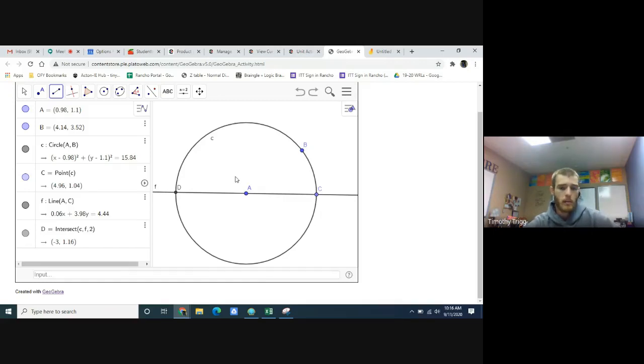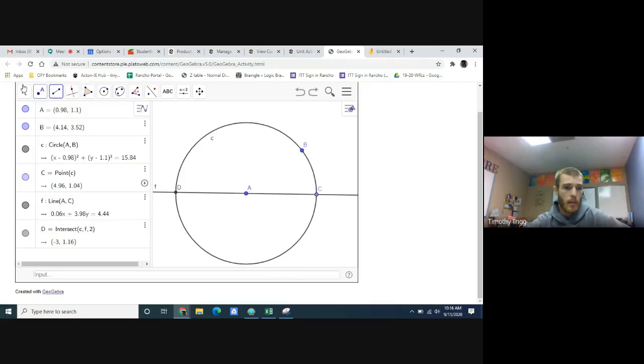Now from here, I want to create a perpendicular line, a line that's perpendicular to this one. Now, if you recall, perpendicular means that they cross each other at 90 degrees. So we want a line that crosses this line at 90 degrees and goes through point A.